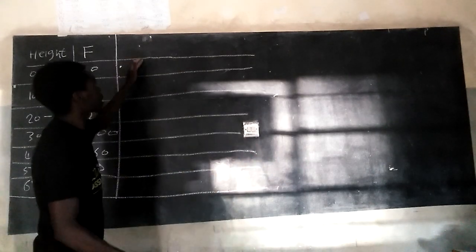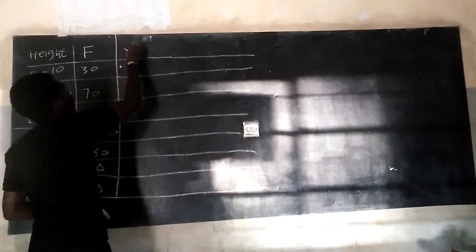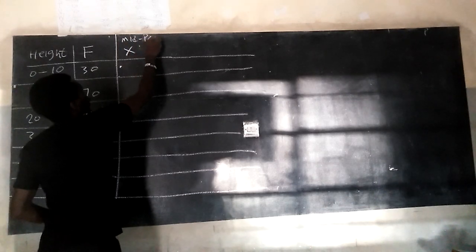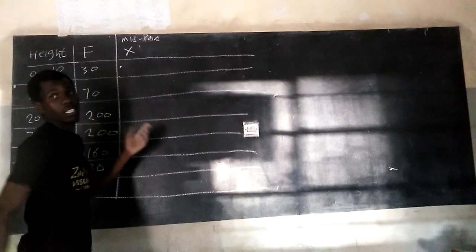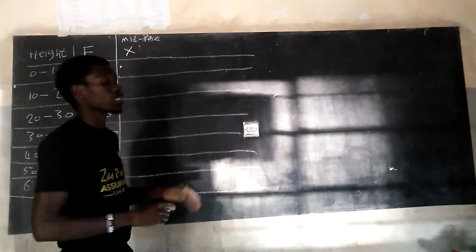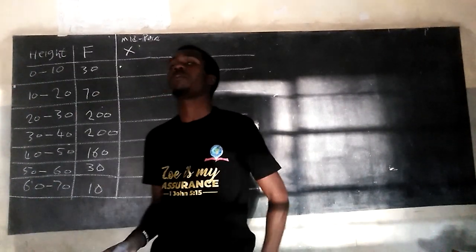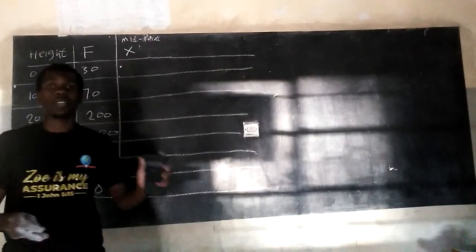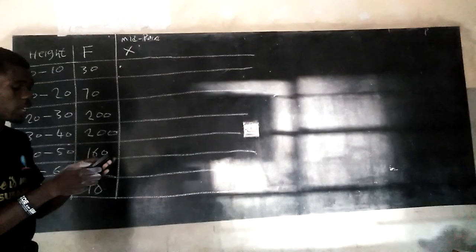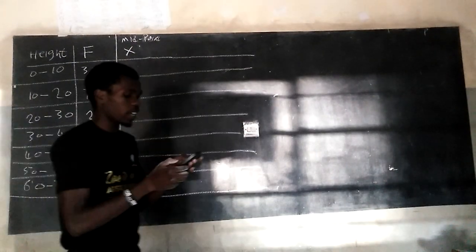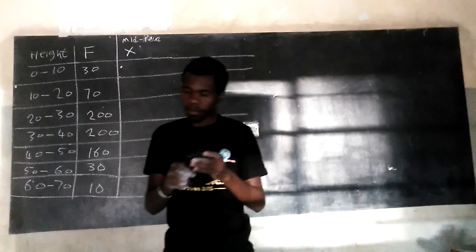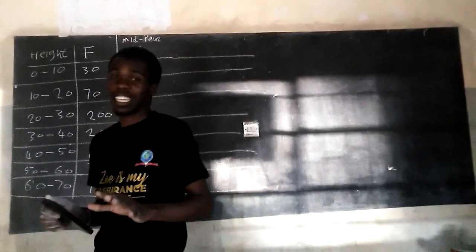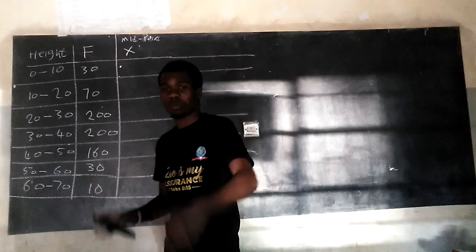Now the next digit is x. This x simply means the midpoint. How do you come up with the midpoint? You need to have a calculator there. Let me just reset my calculator. Make sure your calculator is functioning very nicely. If it doesn't, you are going to lose marks there.